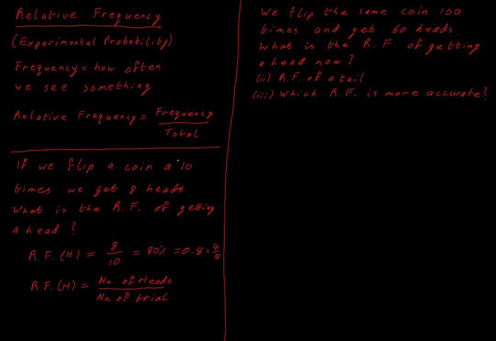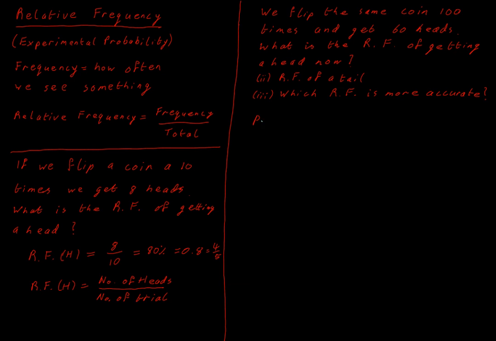But flipping a coin 10 times isn't really that often. We could do it an awful lot more. It doesn't take very long. So if we spent a little bit longer on it, we flipped the same coin 100 times. And this time, out of that 100 times, we get 60 heads. So what is the relative frequency of getting a head now? The relative frequency has changed because we've run more experiments.